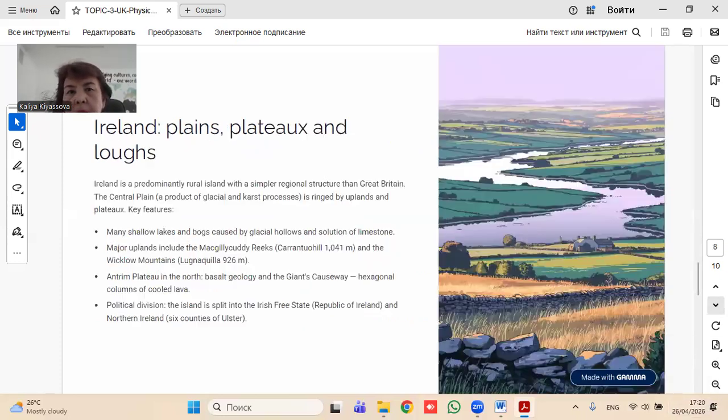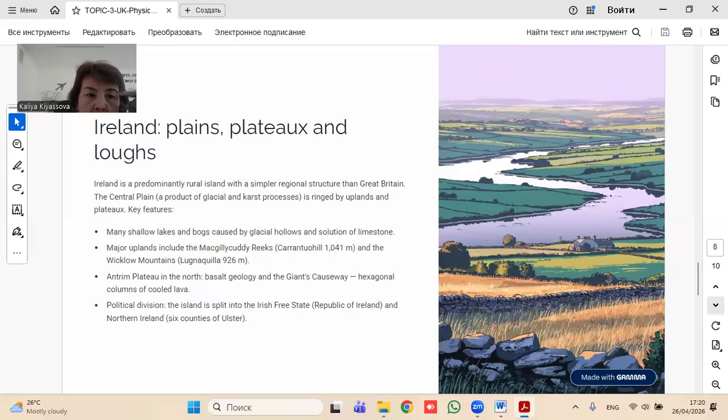And the next is Ireland. Its plains, plateaus, and loughs. Ireland is a predominantly rural island with a simpler regional structure than Great Britain. The Central Plain, a product of glacial and karst processes, is ringed by uplands and plateaus. Key features: many shallow lakes and bogs caused by glacier hollows and solution of limestone.